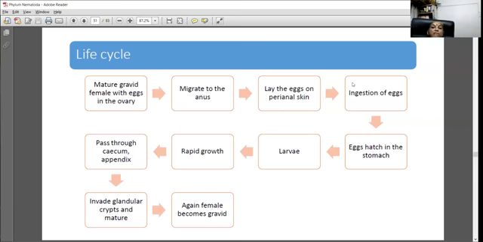Another way is whenever the person is making the beds. Many times during the night when the worm migrates and lays the eggs, they stick to the nightwear, undergarments, and sometimes even the bed coverings. So the person who is making the bed and dusting it can ingest the eggs, and they reach the stomach.